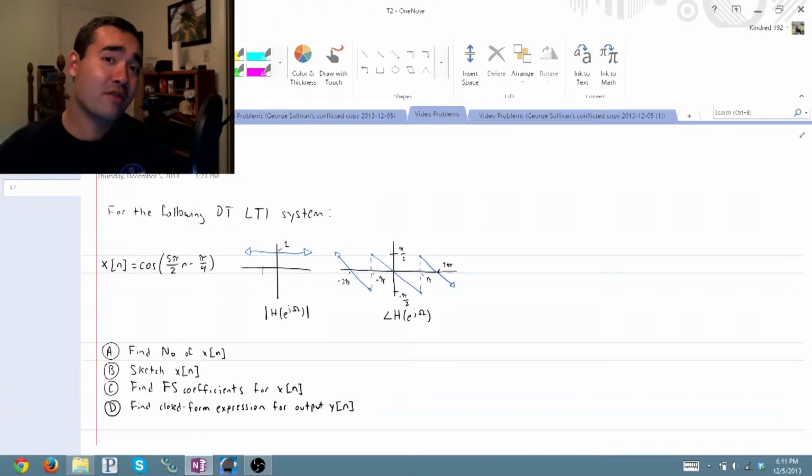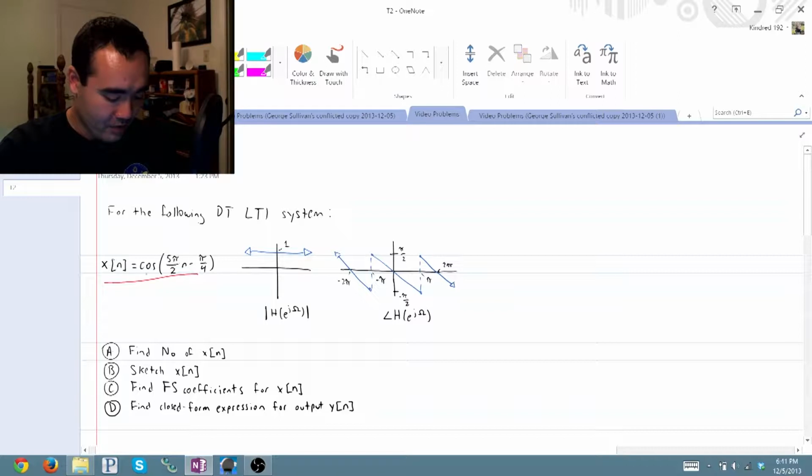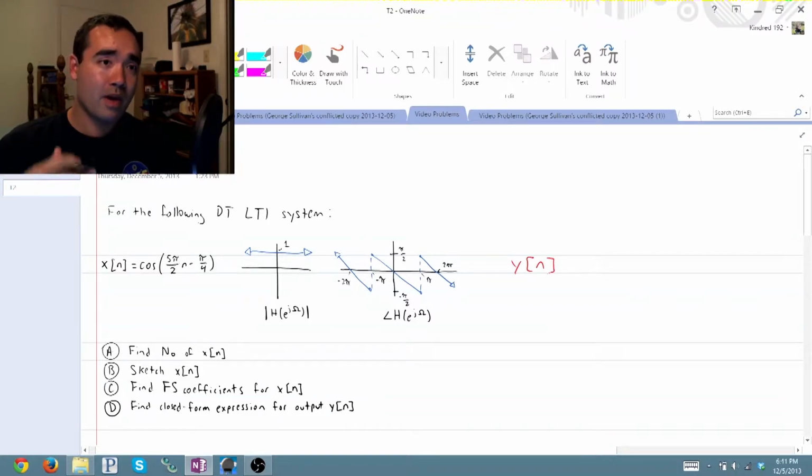So, this is another signals problem, and you can see here that we have a DT LTI system represented by this sinusoidal function here, and this magnitude and phase plots of our response function. As you know, with any kind of system, you put together the input and the response, and you'll get some kind of output, which in this case will be y of n. So, this problem walks us through the steps we'll need to find our y of n.